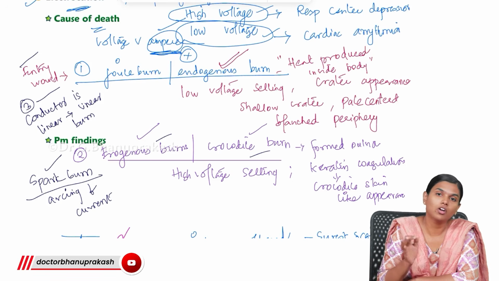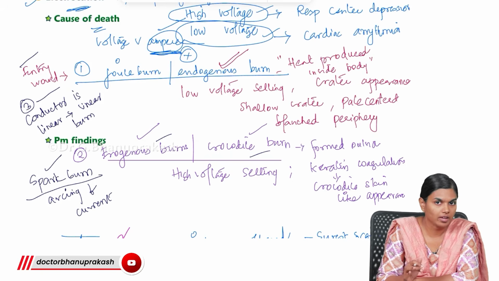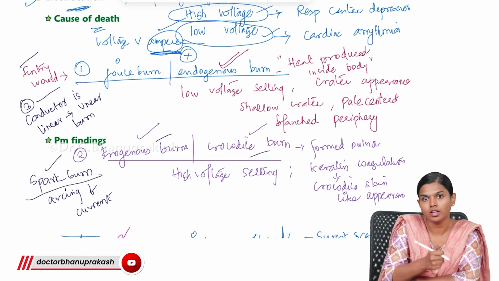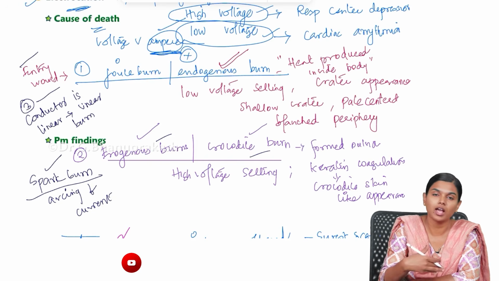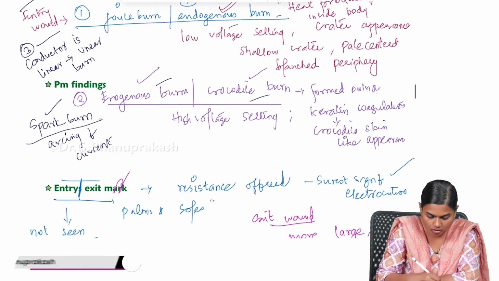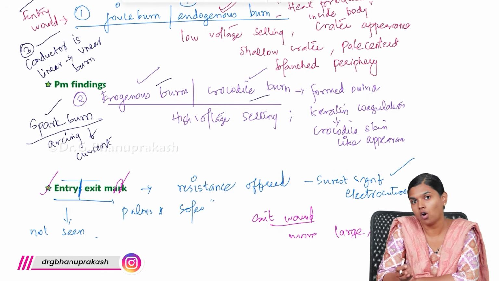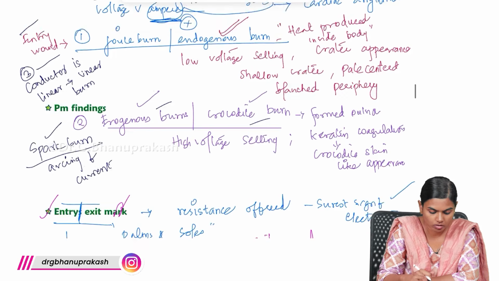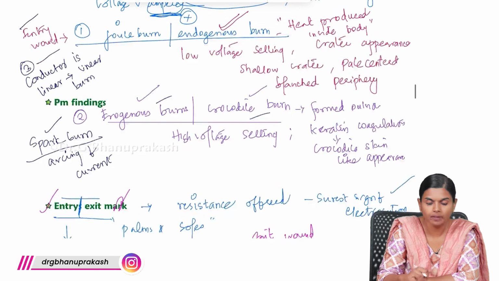Till that, you cannot simply say electrocution is the cause of death without seeing this entry or exit mark. If you are seeing an entry or exit mark, it is fine. You can say that it is a case of electrocution. Since I am seeing this Joule burn, since I am seeing this spark burn, I am saying that it is a case of electrocution, like that. But without seeing these, you cannot confirm before excluding all other causes. So this is how electrocution normally comes.